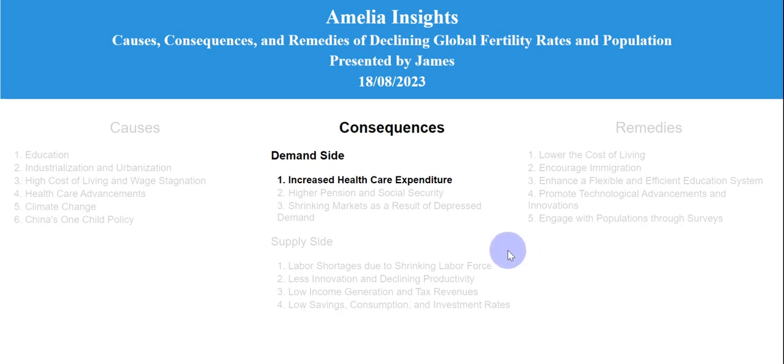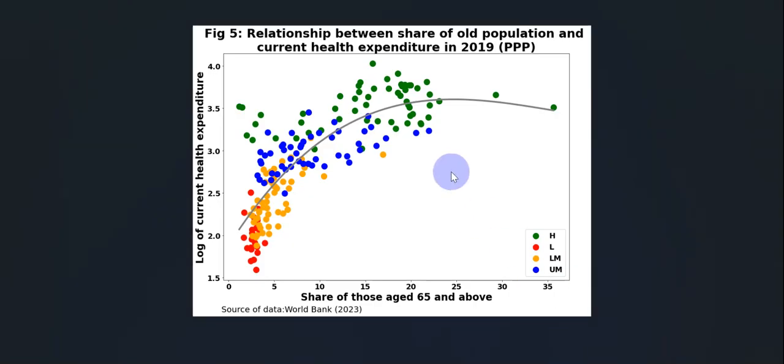Demand side. Slowing population growth can lead to increased healthcare expenditure. This is because the share of the aged increases, which consequently raises the demand for elderly care services, including healthcare costs. Governments may then be forced to borrow, which can lead to escalation of public debt. These assertions are in line with Figure 5, which reveals a positive relationship between the share of the aged and the current healthcare expenditure.